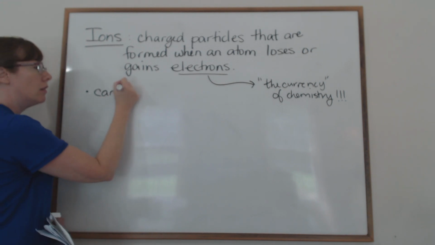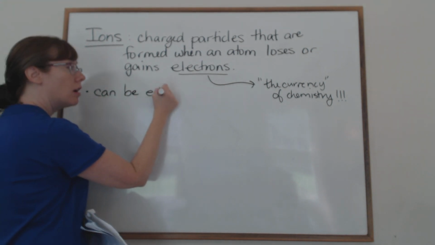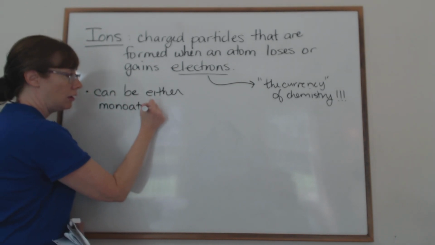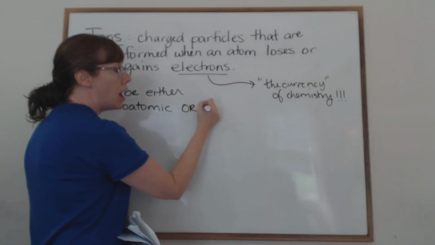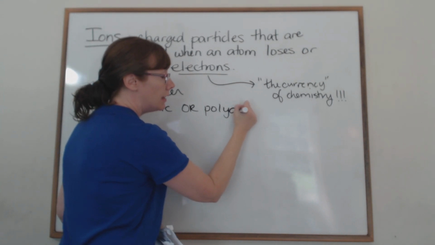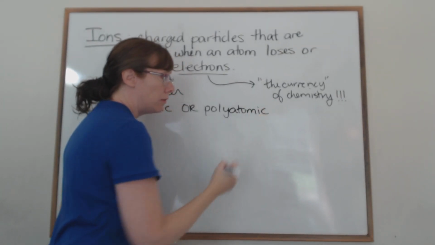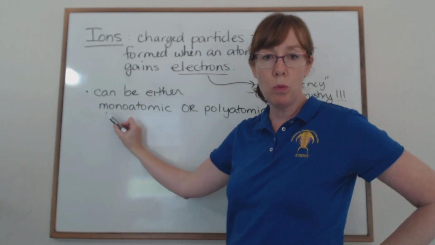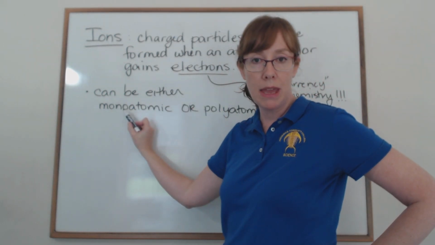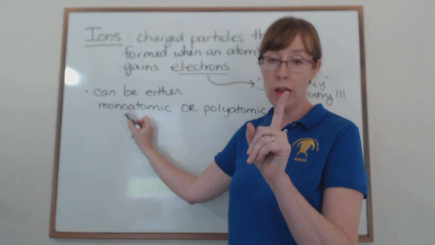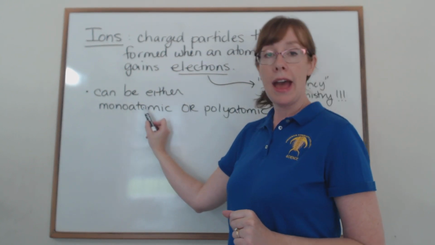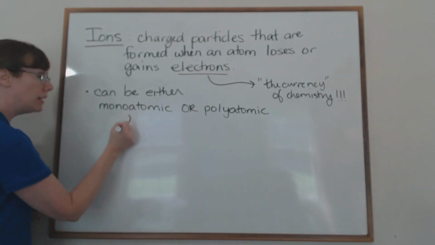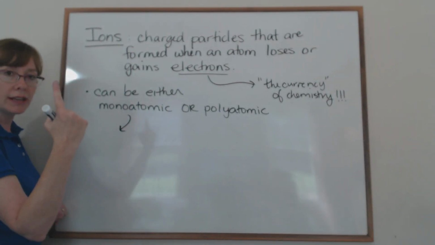Ions can be either monoatomic or polyatomic. Now, not memorizing too much, using your common sense. What number does mono make you think of? Hopefully it makes you think of one. One atom ions. Okay, so monoatomic ions just exist of one atom.